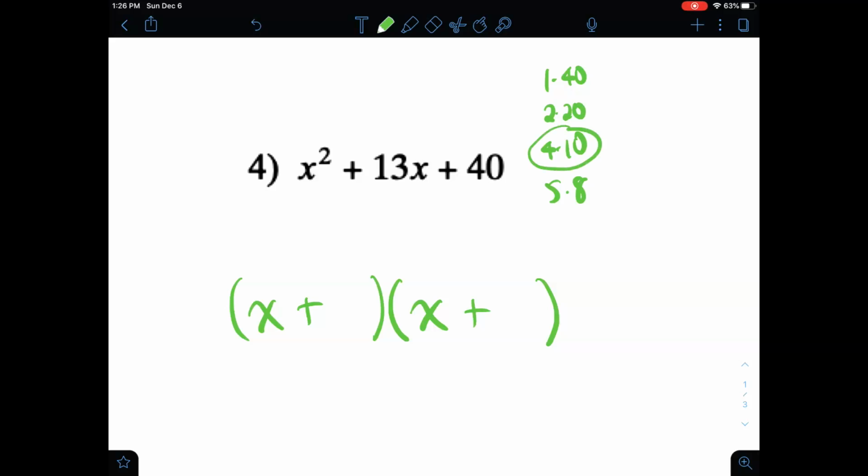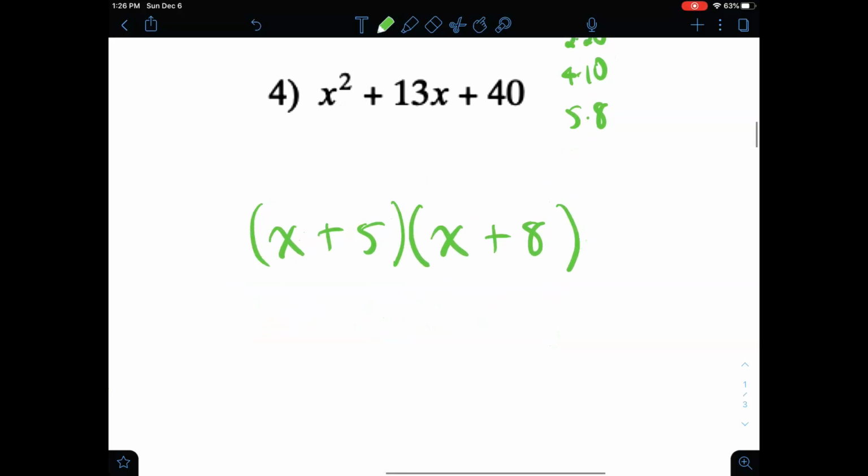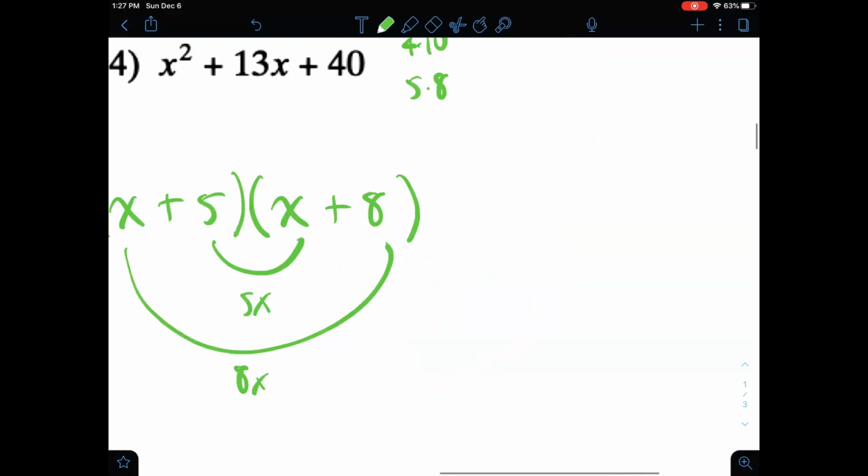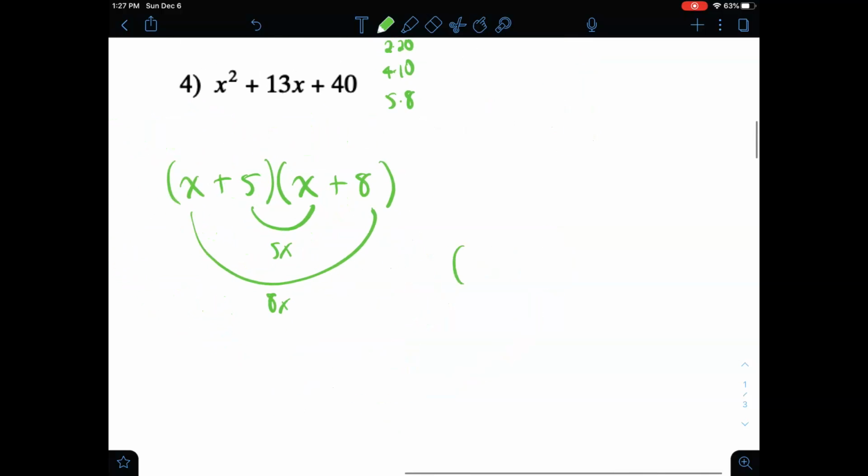Well, 4 plus 10 is going to be 14. This is going to be 22. What about 5 times 8? Is that 13? It is. So we're going to put 5 here and 8 here, or you can flip them around. That's totally fine. This is actually going to work. If we do this, we're going to get 5x, and we're going to get 8x, which equals 13x. So our final answer is going to be x plus 5 times x plus 8. And that is our final answer.